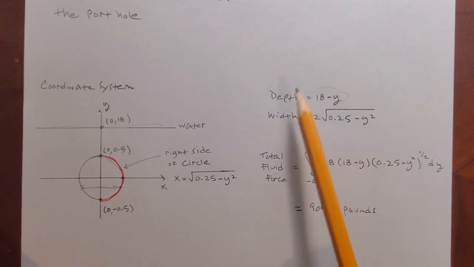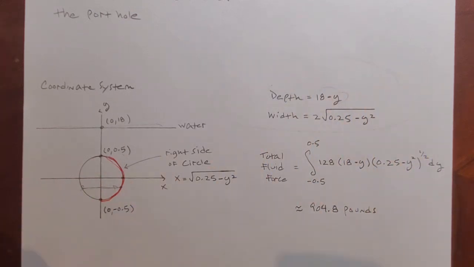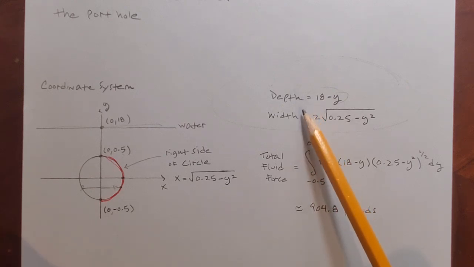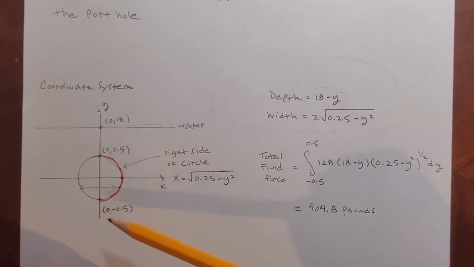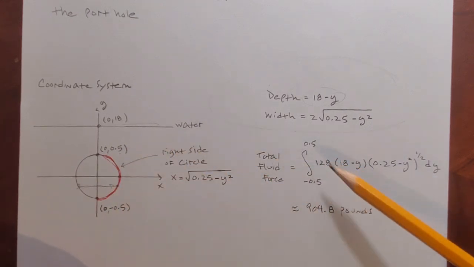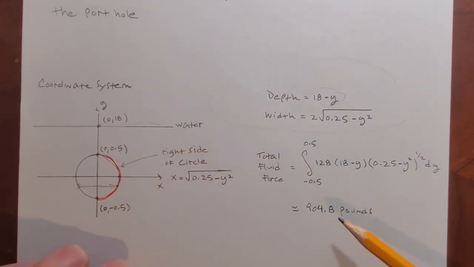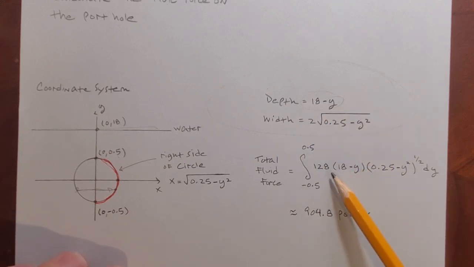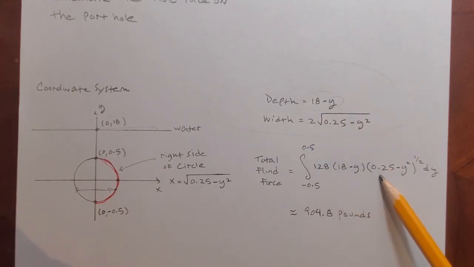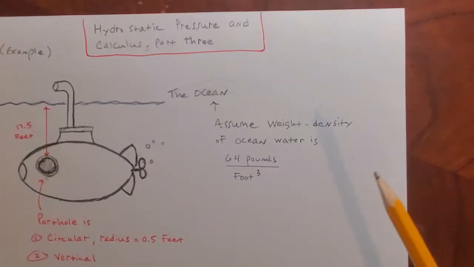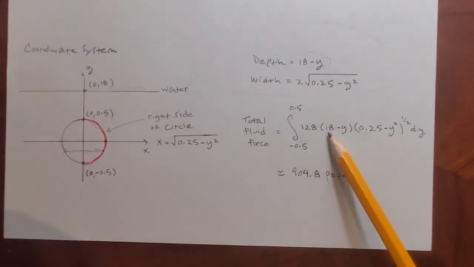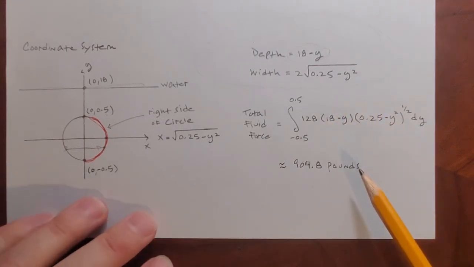Now, that's going to be the hardest part when you do these. Once you figure out truthful equations for the depth and the width, we have our integral. The object this time spans the y-axis from negative 0.5 to positive 0.5. Then I put weight density times depth times width. That's how I got that constant from the 2 and the 64. And then you see the rest of it.